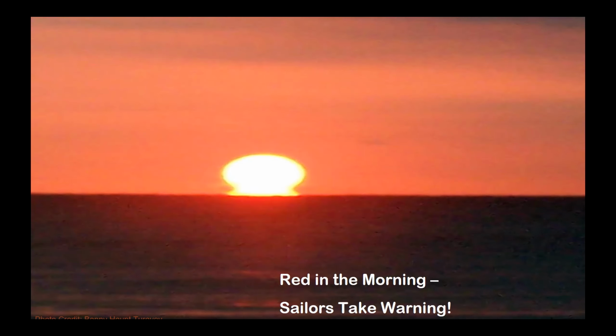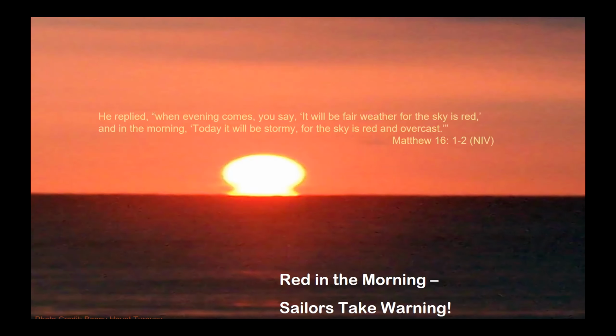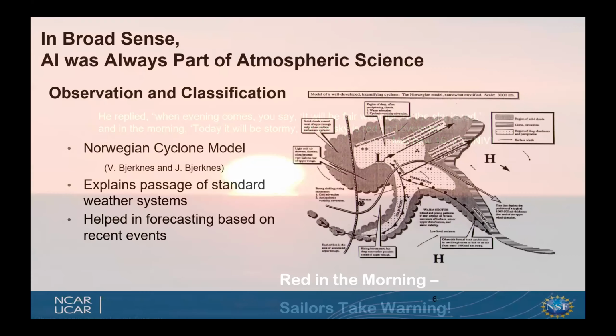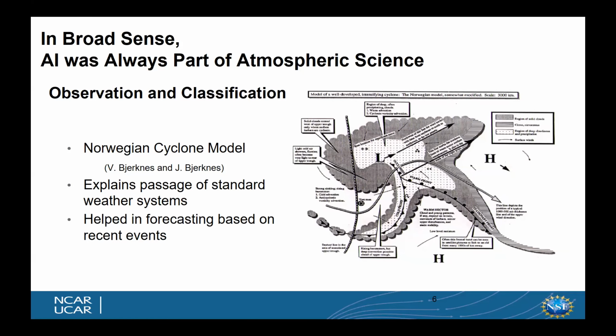Now, when you think of it, that's often what we do with machine learning. But in this case, it's been really human learning of the patterns. Now, we've known these sorts of things. We've been doing them for at least 2 millennia. You know, even a biblical reference, it will be fair weather, for the sky is red in the morning. Today it will be stormy, for the sky is red and overcast. So it's not new. It really has been done for quite a long part of time.